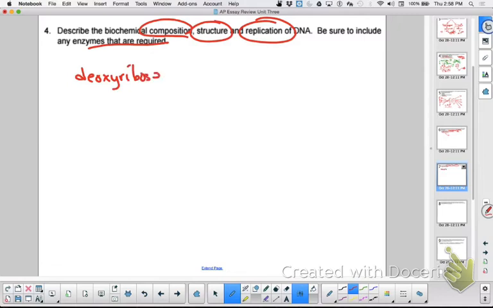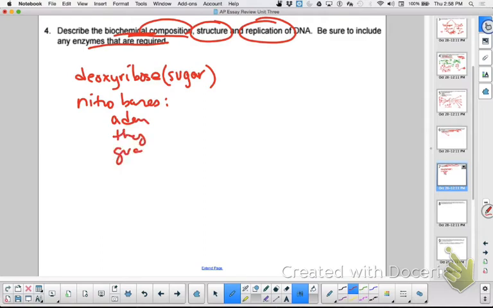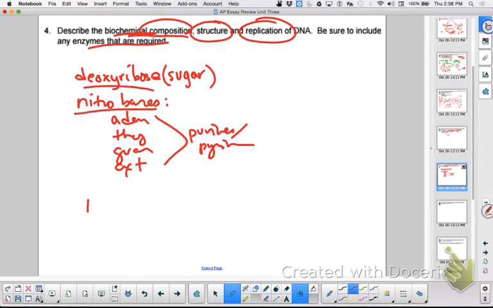As far as the composition, you have deoxyribose, which is the sugar. You have nitrogenous bases: adenine, thymine, guanine, and cytosine. You'd want to tell me of those who are the purines and who are the pyrimidines, and you'd want to talk about what that means. And then you have phosphate groups. Okay, that's the biochemical composition.